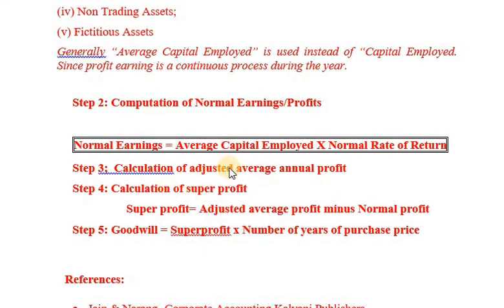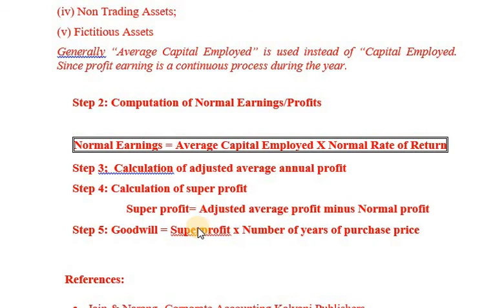Step number 3, calculation of adjusted average annual profit. Step number 4, calculation of super profit. Super profit is equal to adjusted average profit minus normal profit. Step number 5, goodwill calculation. Goodwill is equal to super profit into number of years of purchase price.